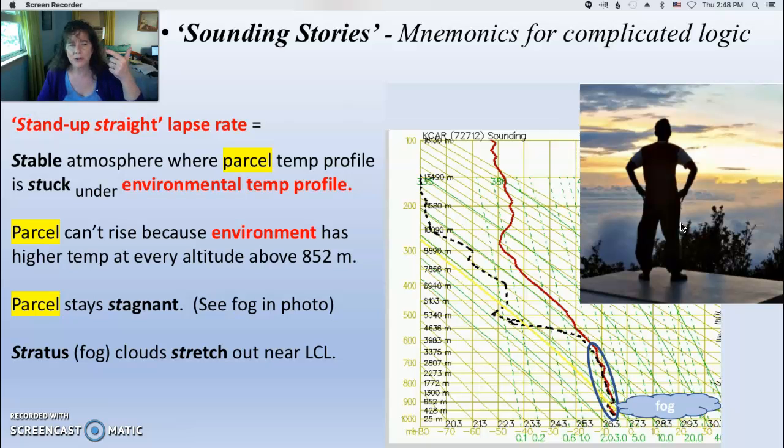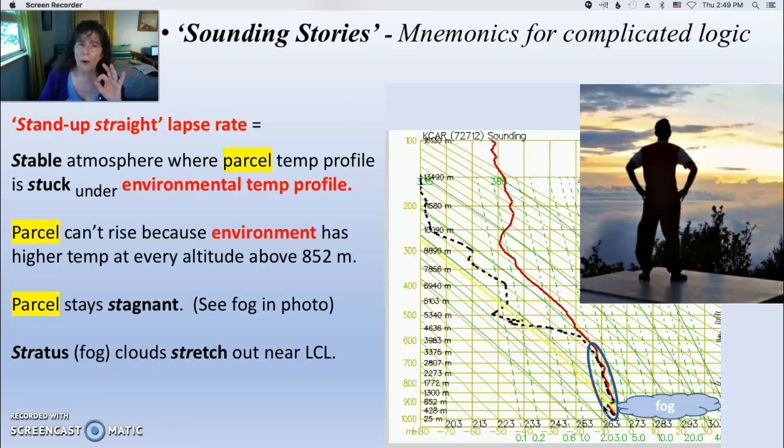So when you think about that story and that stand-up straight lapse rate, you can also think about the fact this is a stable atmosphere. This atmosphere is promoting fog, and the fog forms right at the condensation level. The condensation level, again, is the point where there's an intersection between the parcel lapse rate and the dew point. We talk about stable atmospheres here.